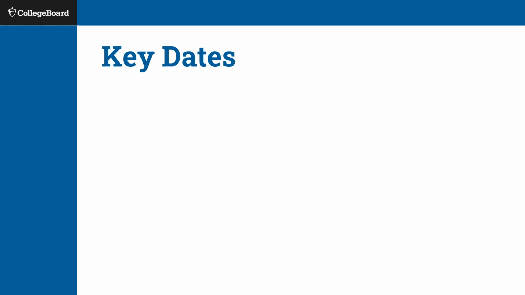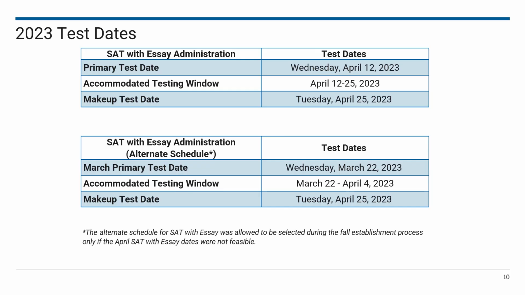In the following section, let's discuss key dates test coordinators should be aware of as they prepare for testing. For spring 2023 testing in Illinois, the testing dates are as follows. The primary test date for the SAT with SA is Wednesday, April 12th. The SAT with SA accommodated testing window is April 12th through April 25th. The makeup test date is Tuesday, April 25th.